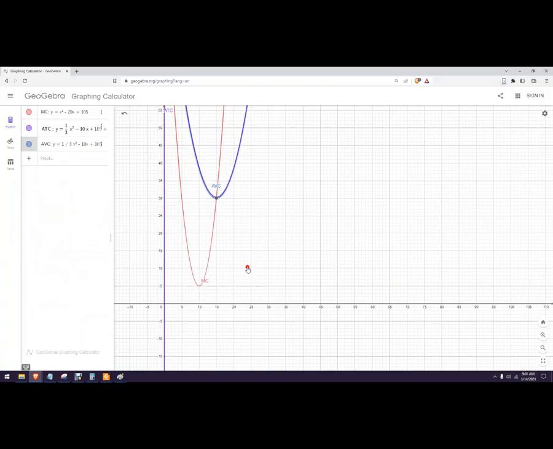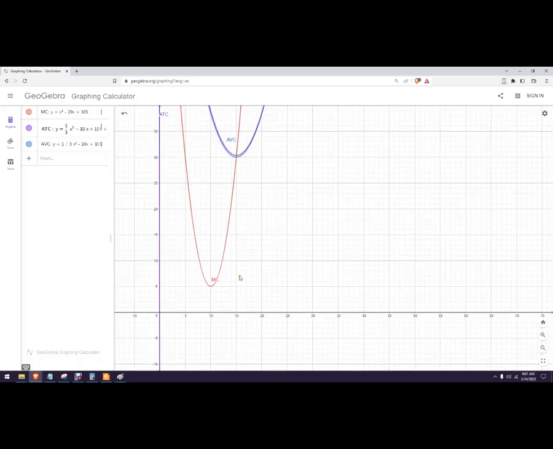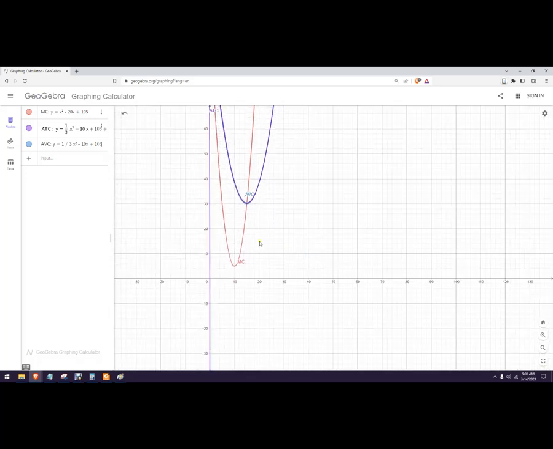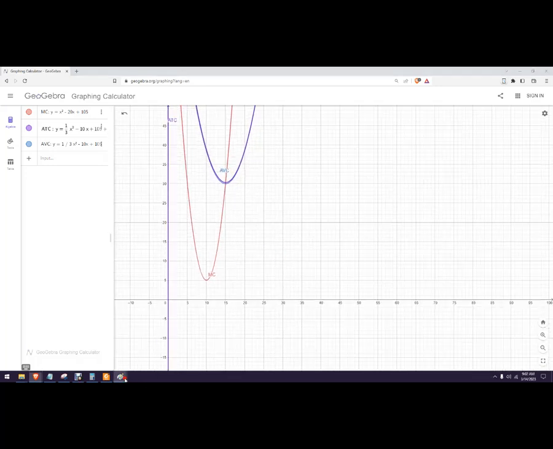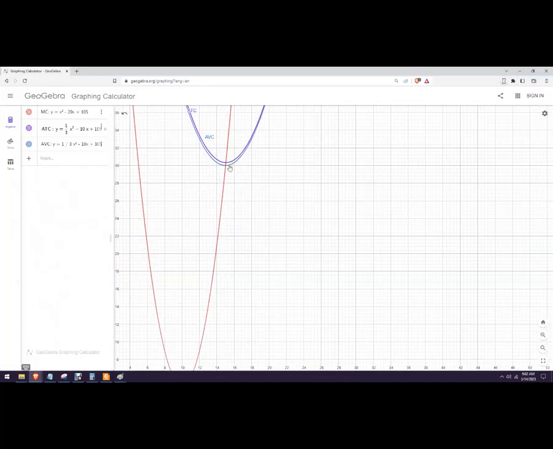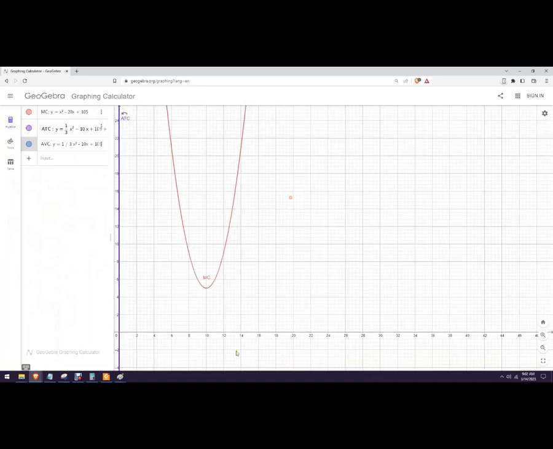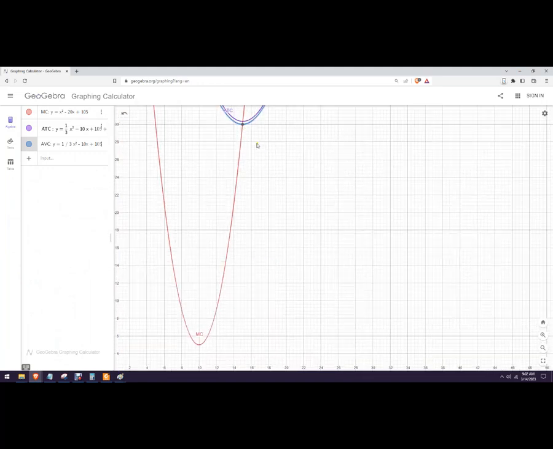Okay, now at this point, so there's average variable cost, and the purple line is average total cost. At this point, it's pretty easy to see what I'm doing here. I don't have to really do much more math. The lowest price the firm will produce output, we're just going to look for the minimum of average variable cost right there, and that's where they intersect. So they intersect, the price is 30 and the quantity is 15. You can see it right there. Price is 30, quantity is 15.